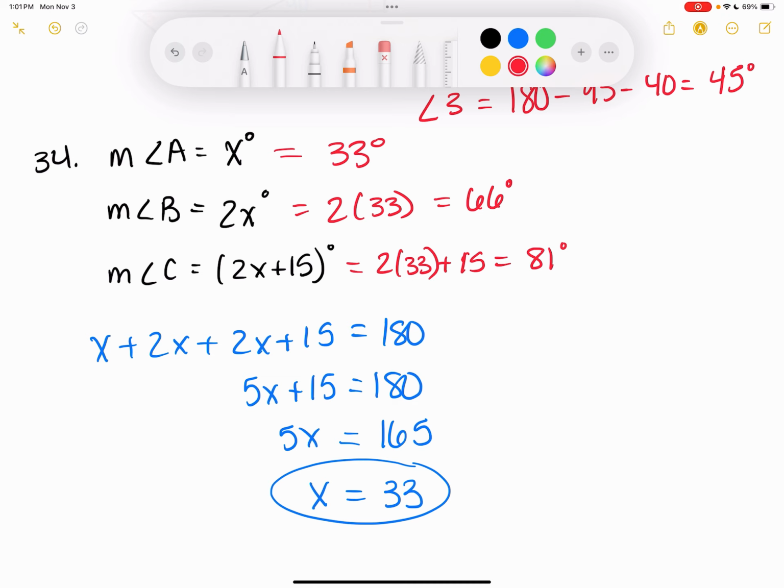So now, based on that information, I have an angle that's 33, one that's 66, and one that's 81. What type of triangle is this? Yeah, obtuse. What does obtuse mean? Bigger than 90. Are any of those angles bigger than 90? So acute scalene. They didn't ask us anything about other than the angles. It's acute.